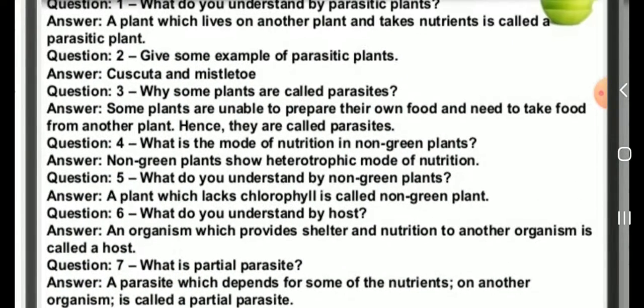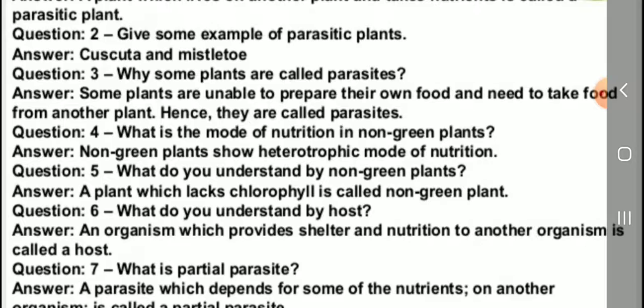So next, give some examples of parasitic plants. Cuscuta, mistletoe are also examples of parasitic plants. Why are some plants called parasites? Some plants are unable to prepare their own food and need to take food from another plant. Hence, they are called parasites.